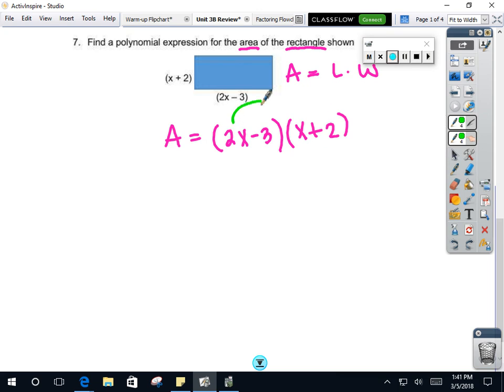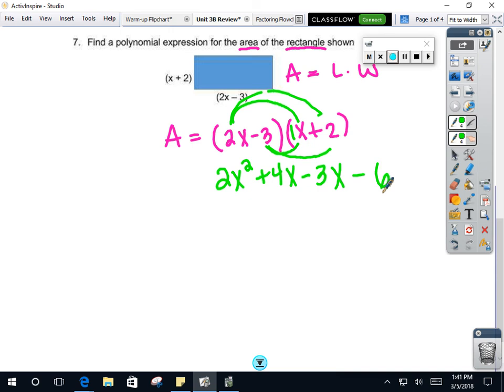Correct. 2x times x is 2x squared. Because look, this is a 1. And then 2x times 2 is positive 4x. Negative 3 times x is negative 3x, and then negative 3 times 2 is negative 6. Now what do I do? So it becomes 2x squared plus x minus 6, because that's a 4 minus 3, which is a positive 1. All right, next page.